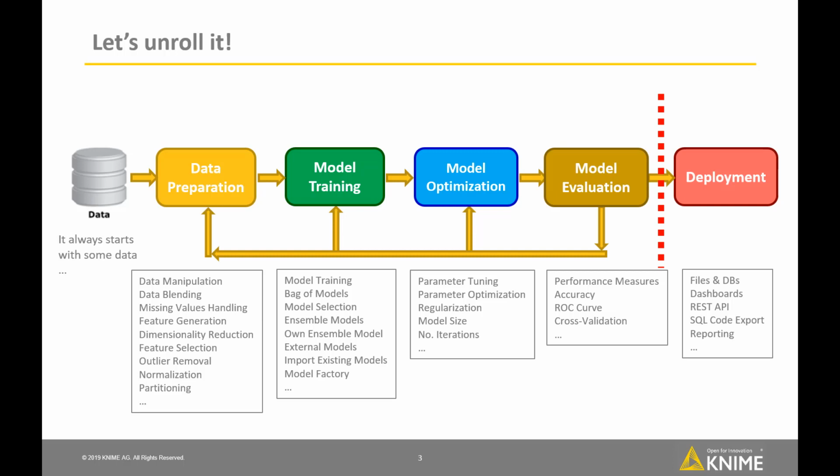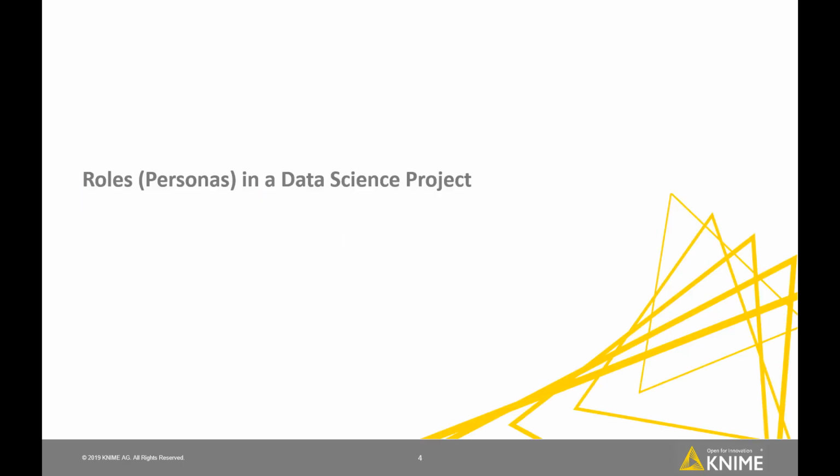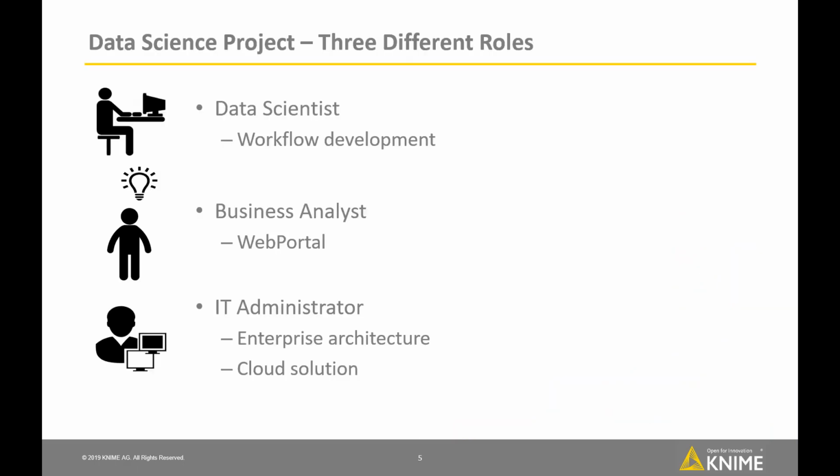All sorts of things that we could do in the deployment phase. So this is the unrolled version of what a data science project might look like. So what's going on in the data science project and who is going to be doing these different things? So let's talk a little bit about the roles in this type of project.